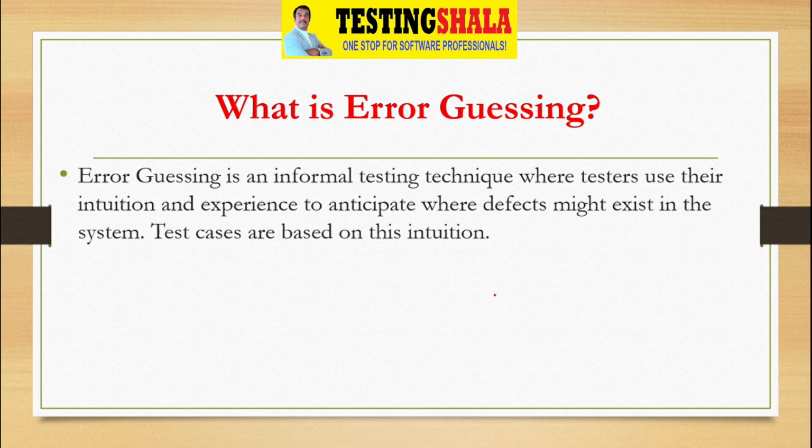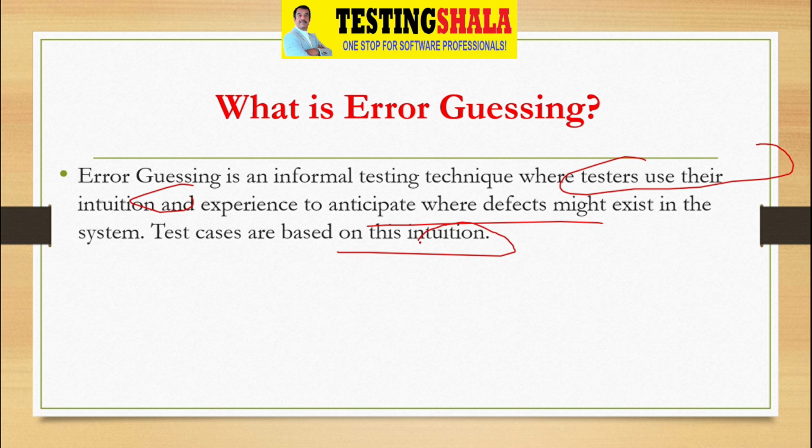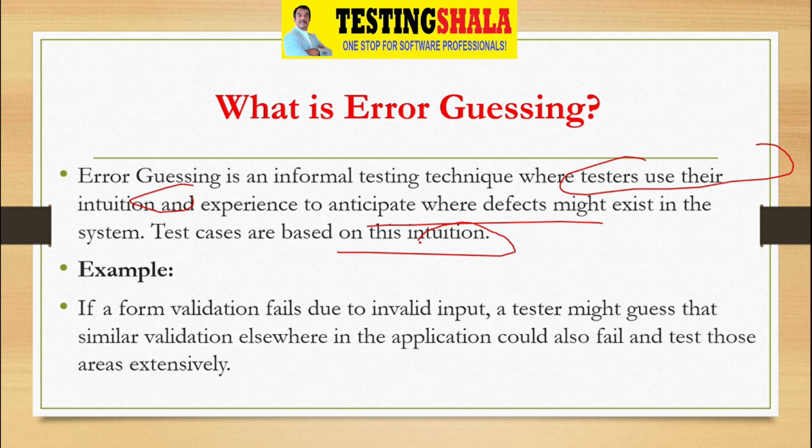And what is error guessing? This is another technique. Error guessing is an informal testing technique, not a formal one, where testers use their intuition and experience to anticipate where defects might exist in the system. It is more of a guess. The test cases we write are based on intuition.